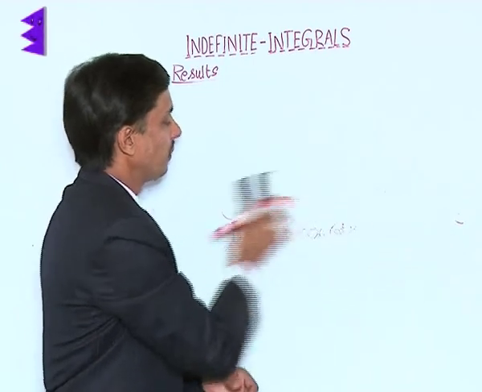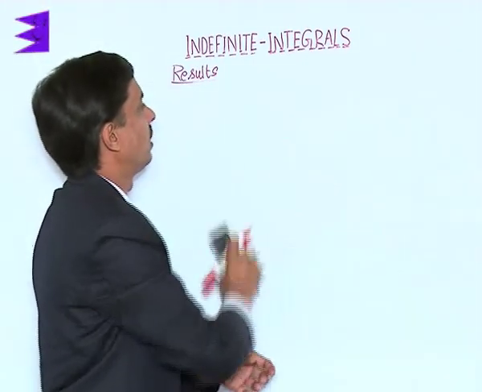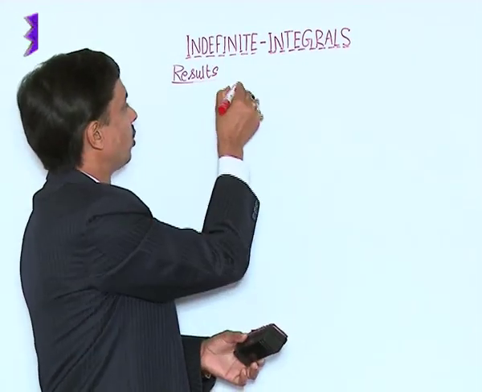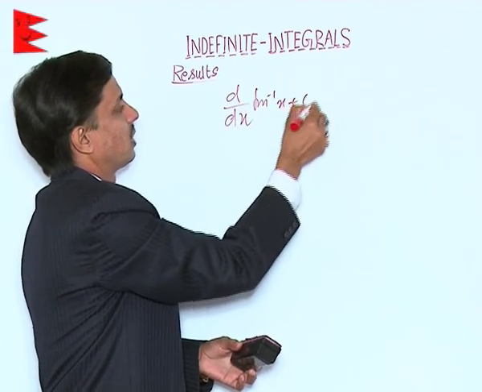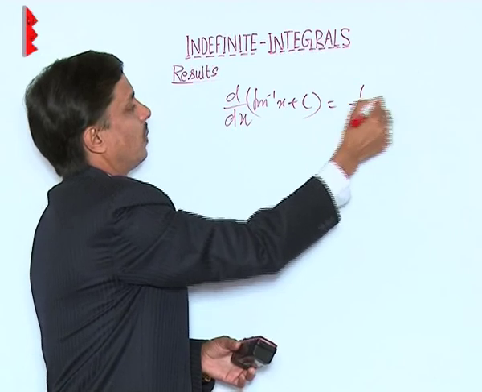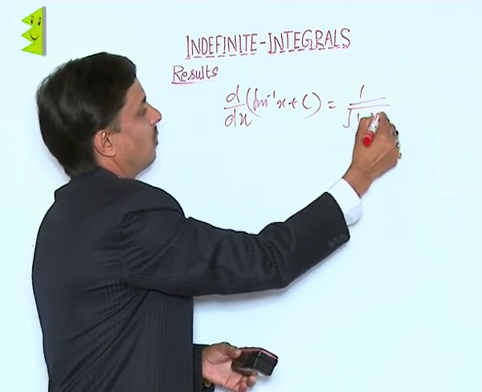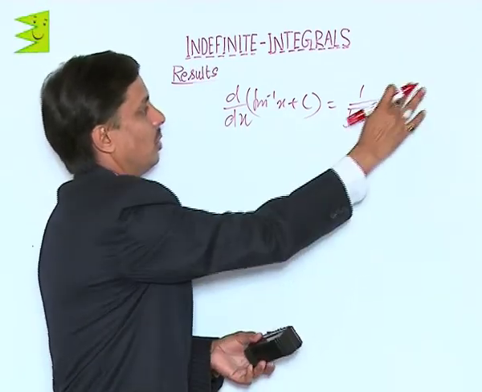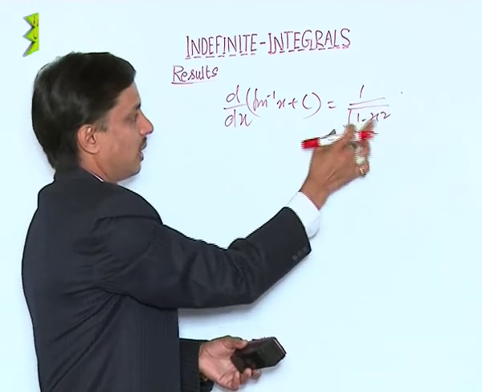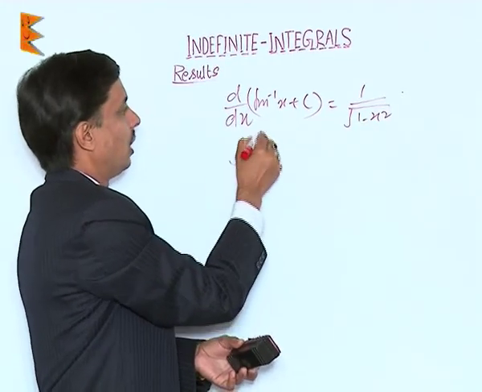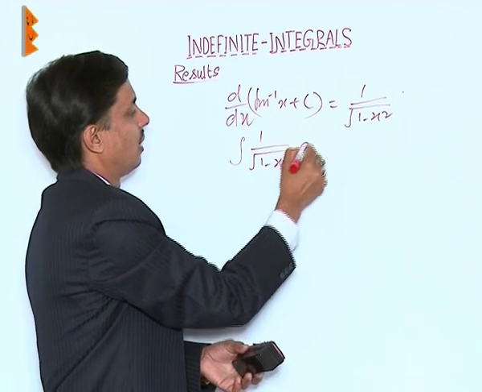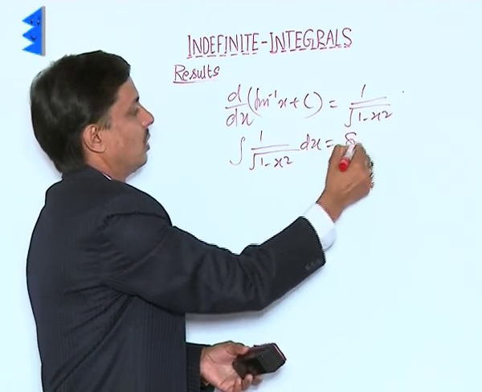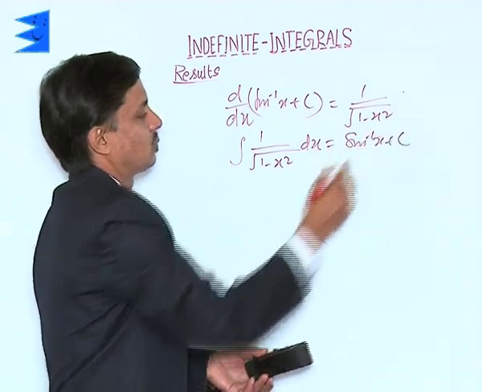As you know, the derivative of sin inverse x plus c is 1 upon root of 1 minus x square. So what can we say? The antiderivative of this, the integration of 1 upon root of 1 minus x square dx, is what? Sin inverse x plus c.